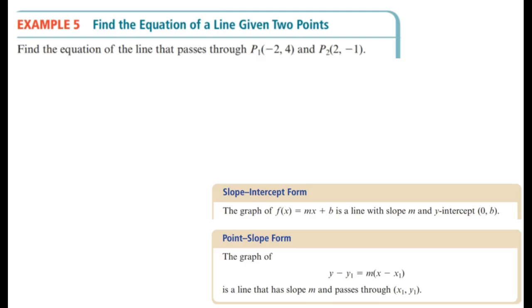All right, now we have to find the equation of the line that passes through 2 points. In this case, compared to example 4, we do not have the slope. The slope is not given to us in the problem. Notice that both the slope-intercept form and the point-slope form need the slope in order to find the formula or the function.